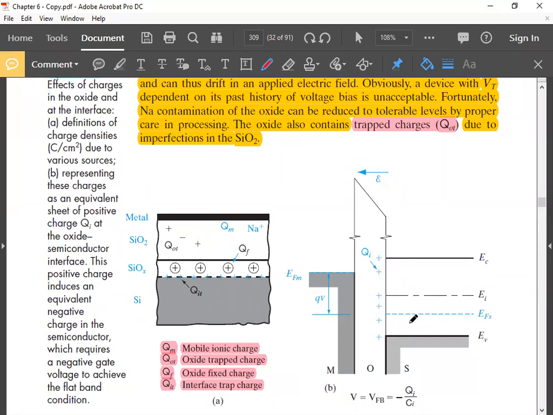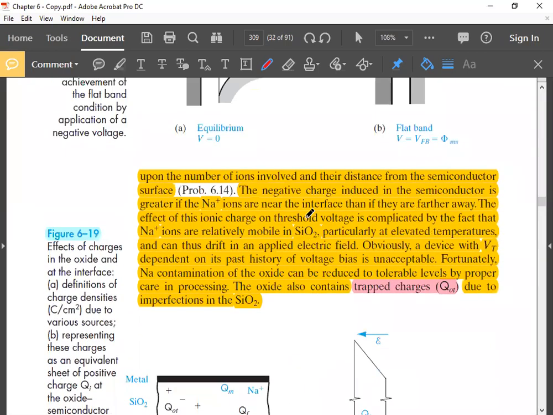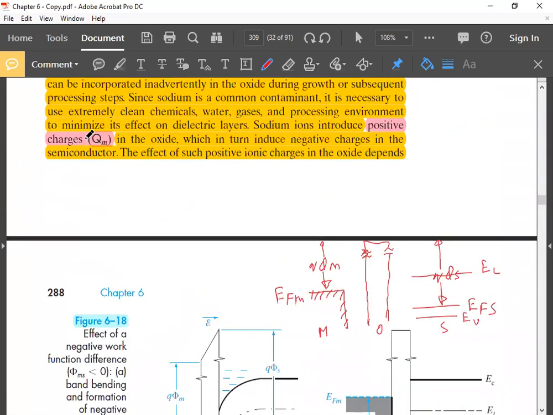So even without doing anything, there is positive charge here and negative charge here. So there will be a potential difference here. There will be an associated tilt in the energy band and also in the oxide conduction band. But that is not the only charge. There are also other charges.